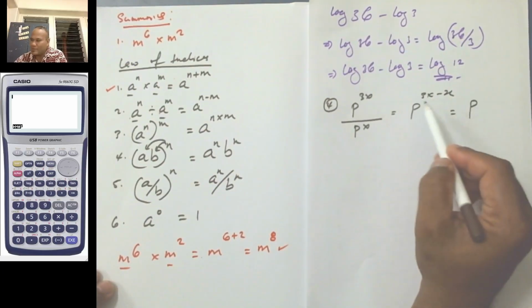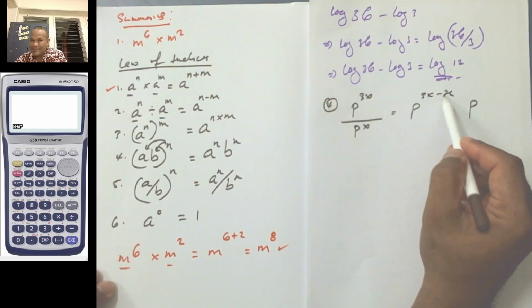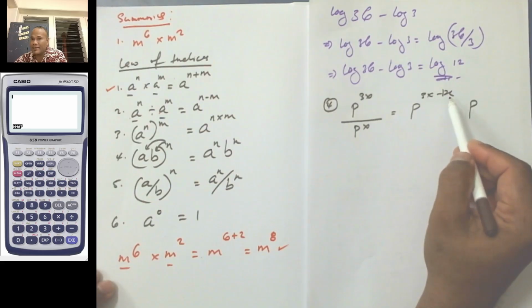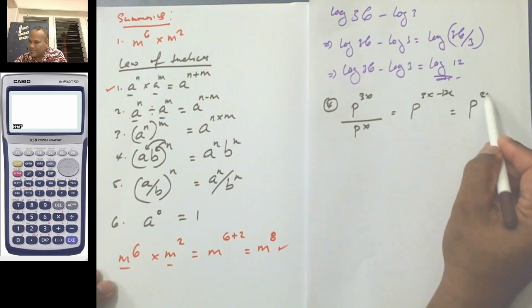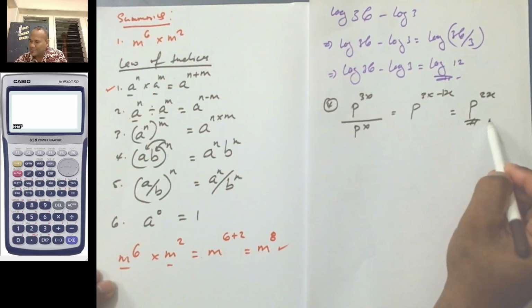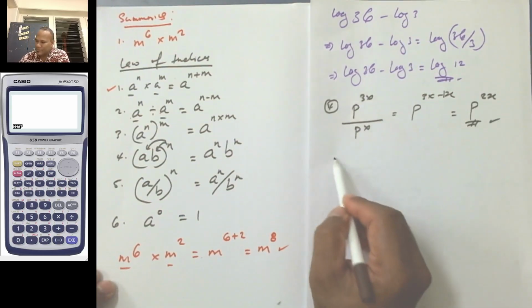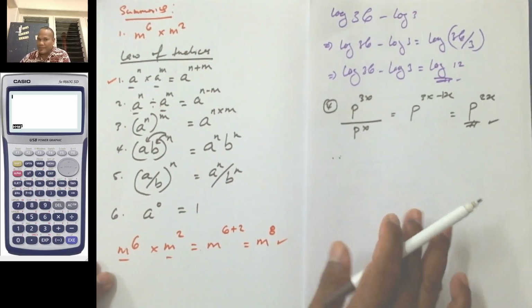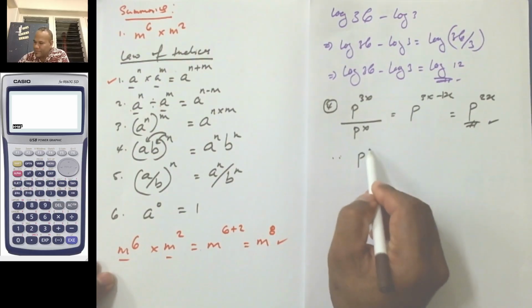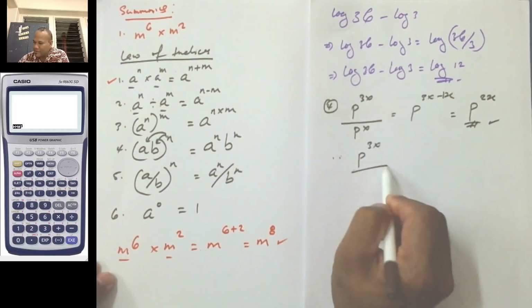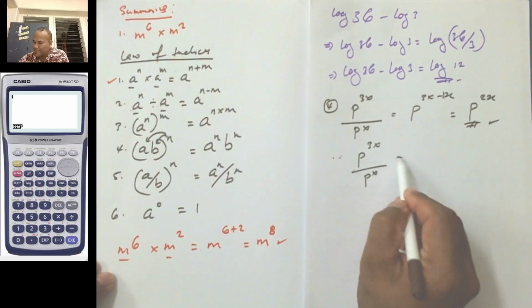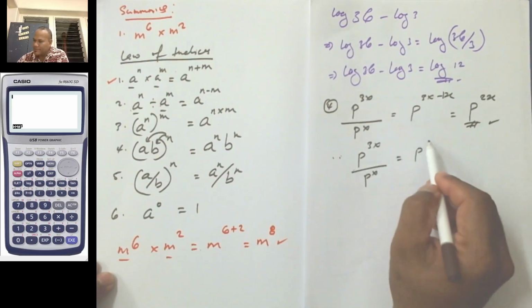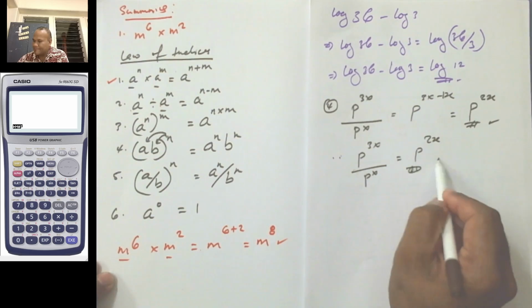P to the power of 3 apple minus what is in front here? Yes, 1. So 3 apple minus 1 apple is how many apple? 2 apple. So this is the same as 2x. So we can say that p to the power of 3x over p to the power of x is equal to p to the power of 2x. And that is your answer.